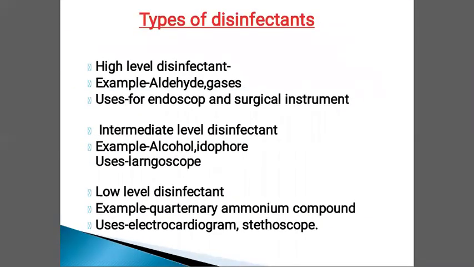Then types of disinfectant. These are high level disinfectant, intermediate level disinfectant, and low level disinfectant. First, high level disinfectant. Examples are aldehydes and gases, used for endoscopes and surgical instruments. Then intermediate level disinfectant, examples are alcohol and iodophor, used for laryngoscope disinfection. Low level disinfectant, examples are quaternary ammonium compounds, used for electrocardiogram equipment and stethoscopes.